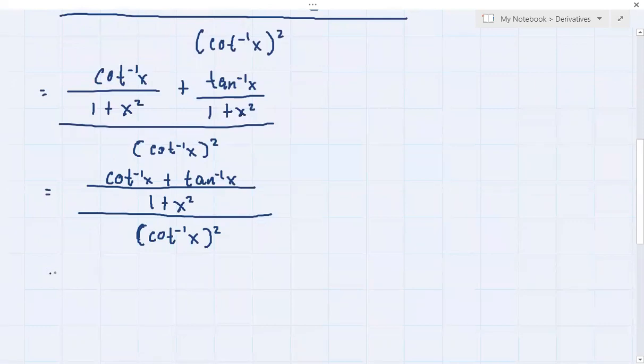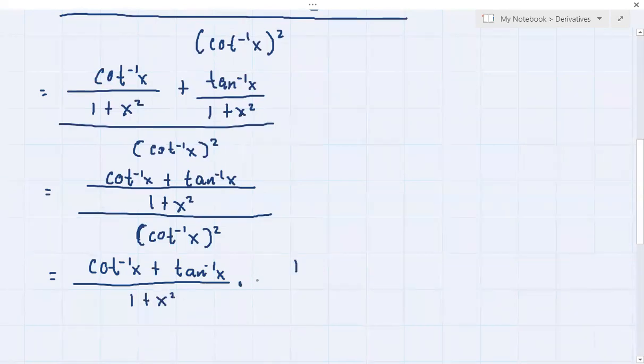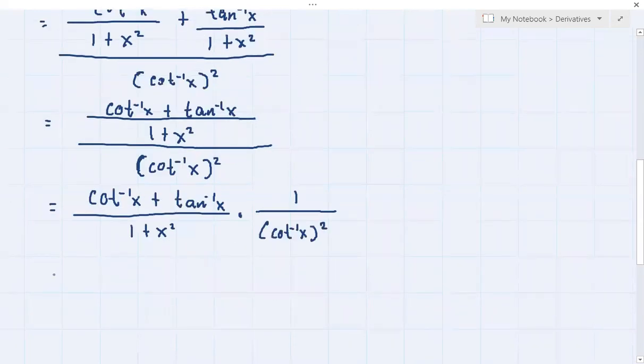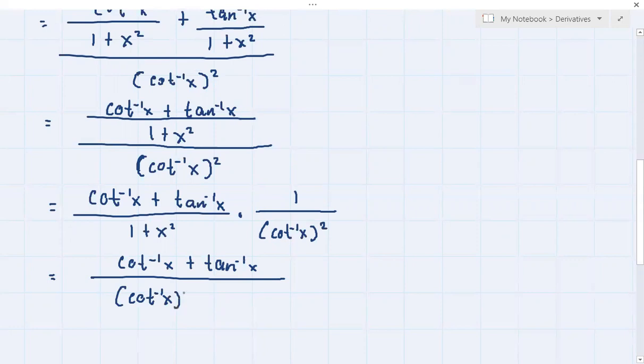Okay, and lastly, we must reciprocate this fraction. So to reciprocate, we will have arccotangent plus arctangent all over 1 plus x squared times 1 all over the square of arccotangent. So by multiplying them together, magkakaroon tayo ng result ng arccotangent x plus arctangent x all over the square of arccotangent times quantity 1 plus x squared. And there you go.